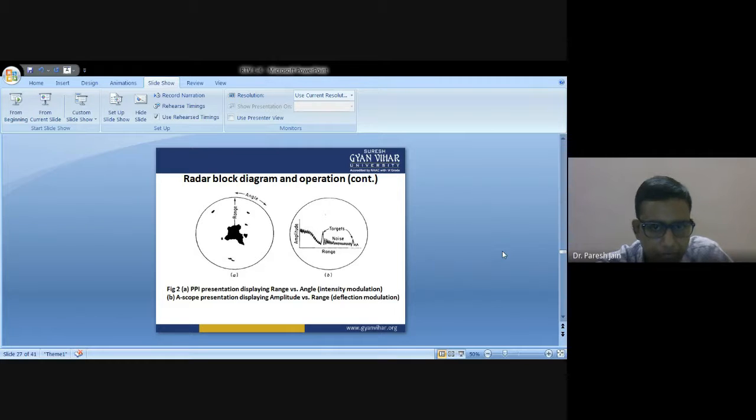In this figure, we have some noise with some target echo signal. When we get the highest amplitude, it shows that the signal is reflected by the target, and if the amplitude is low, then it is known as noise.